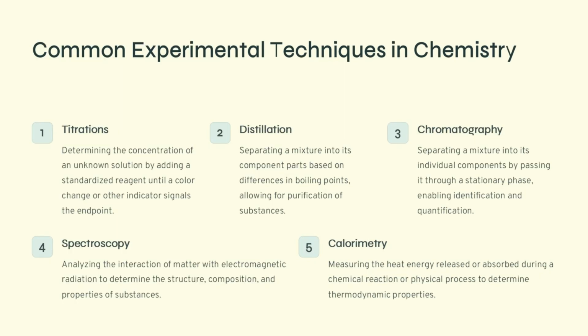Titrations are a common technique for determining the concentration of an unknown solution. The process involves adding a standardized reagent until a color change or other indicator signals the endpoint. This allows you to calculate the concentration of the unknown solution based on the amount of reagent added.